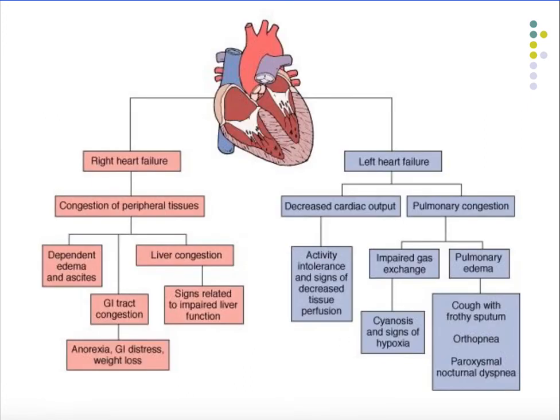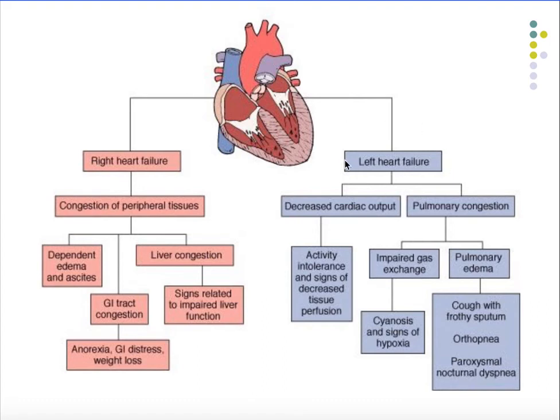So this is another figure that kind of indicates this. Let's start with right-sided heart failure. When the right side of the heart fails, we have blood getting pooled in our peripheral tissue, so we get congestion in our peripheral tissue. We'll see things like edema, ascites, congestion in the liver, the GI tract, etc.